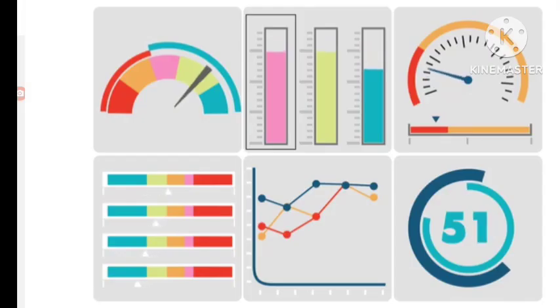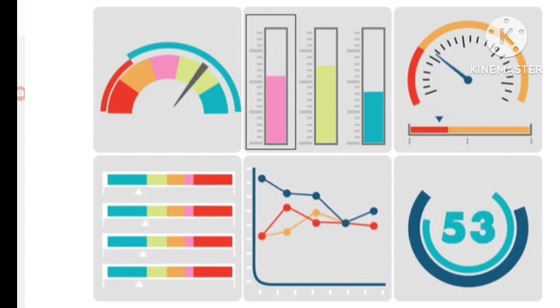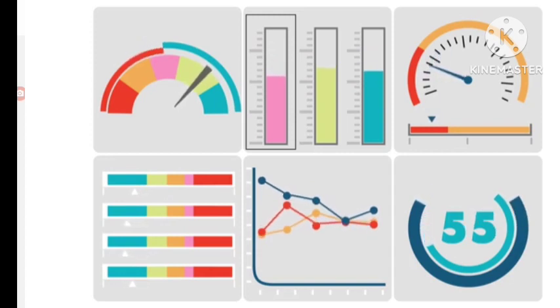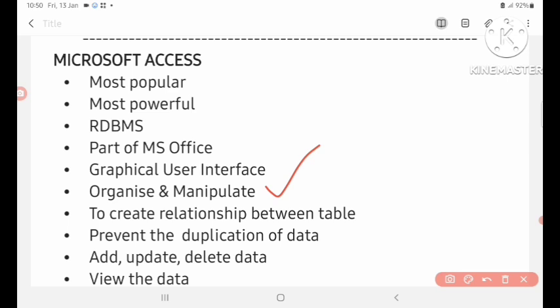So next point, to create a relationship between tables. Access can create relationships between tables. It works between the tables. It organizes data in the form of tables. It provides the facility to create a relationship between these tables by using common fields. So that is the meaning of organize and manipulate. Next point, to create a relationship between tables.